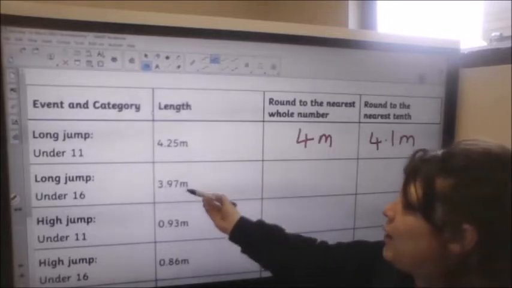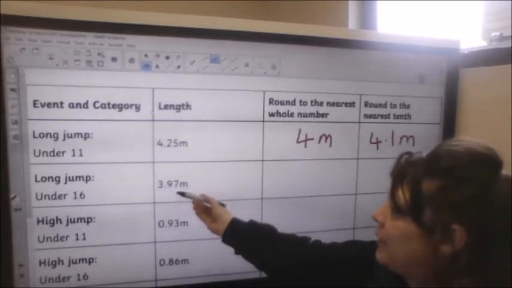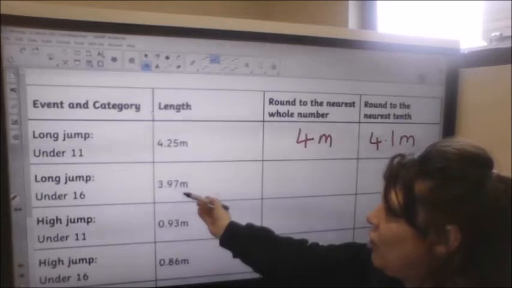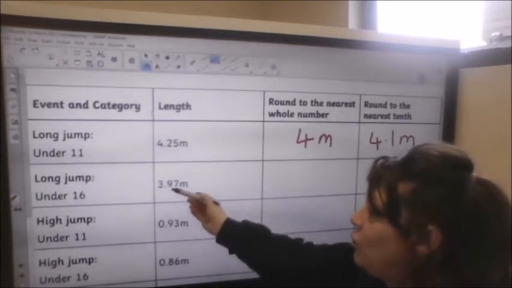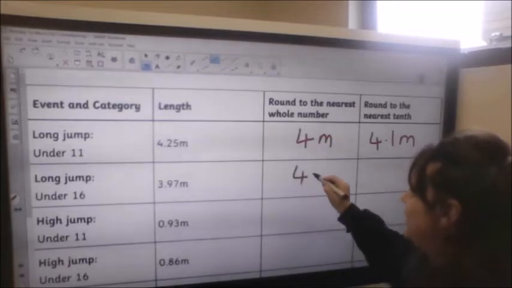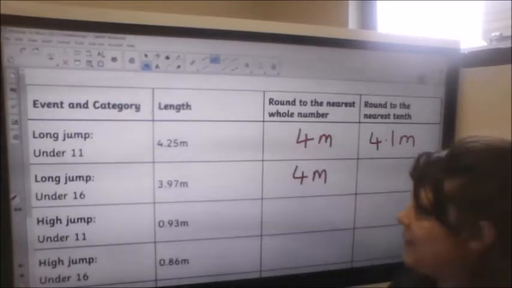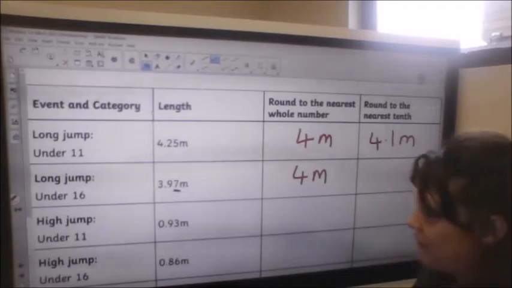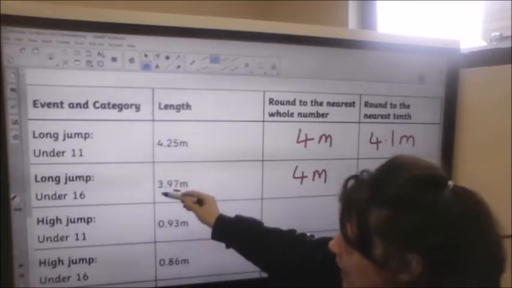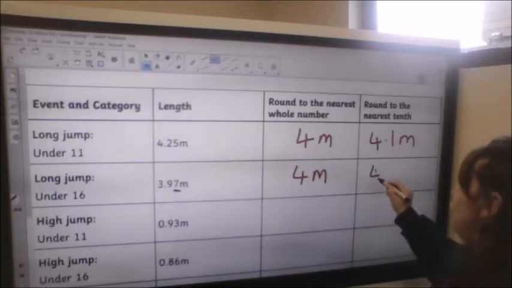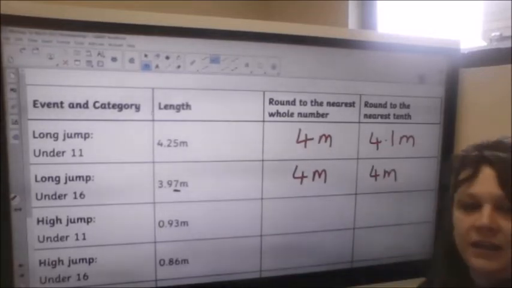Here we've got 3.97. So we're going to round that up, because it's larger. The nearest whole number will be 4 meters there. And then again, we've got a 7 here. Well, that's going to round that up by 1, so it will become 4 meters here.